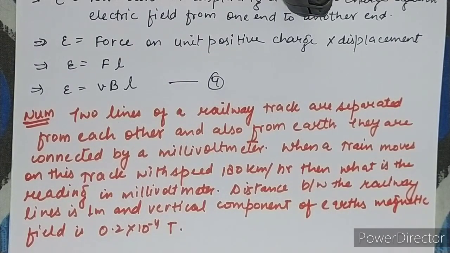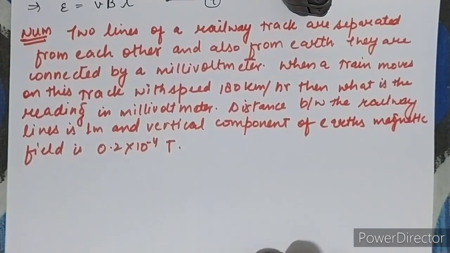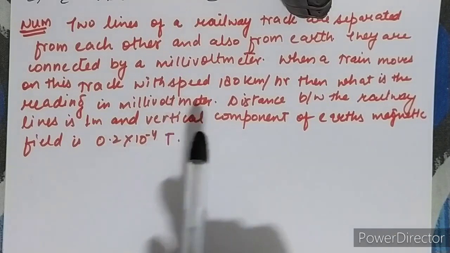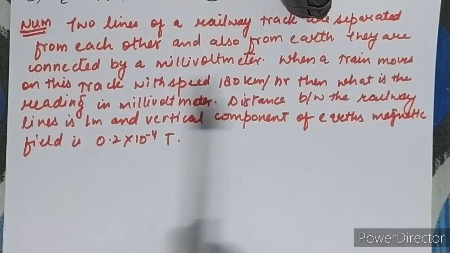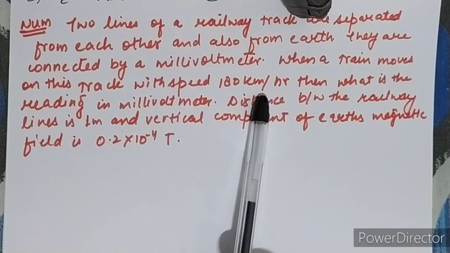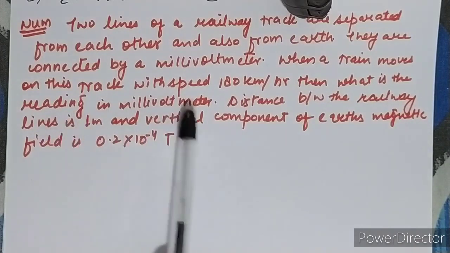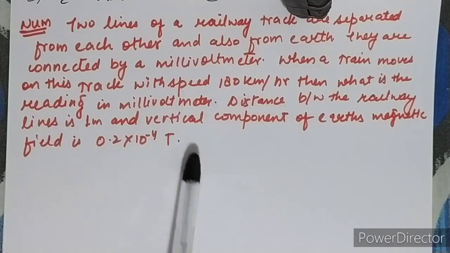Now, this is your question. What you have to do? There are two lines of a railway track, which are separated from each other and also from the earth, and they are connected by a millivoltmeter. When the train moves on this track with the speed of 180 km per hour, what will be the reading in the millivoltmeter, if the distance between the railway lines is 1 meter and the vertical component of earth's magnetic field is 0.2 into 10 to the power minus 4 Tesla.